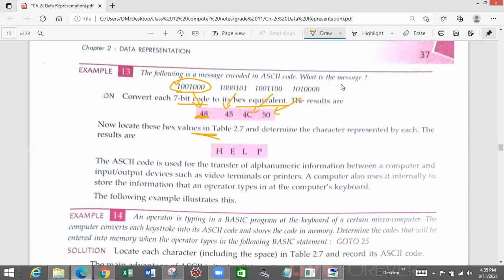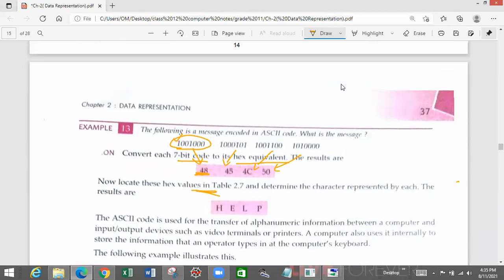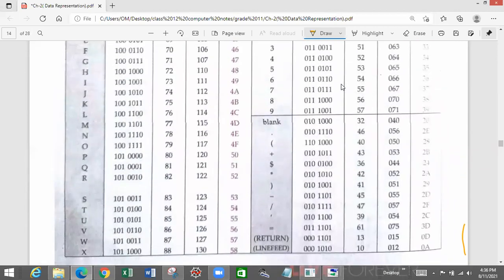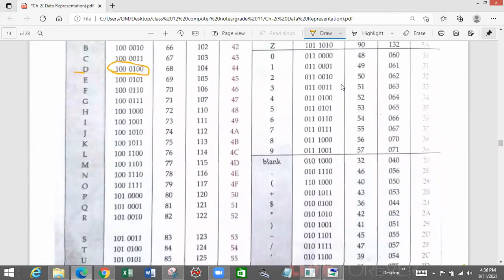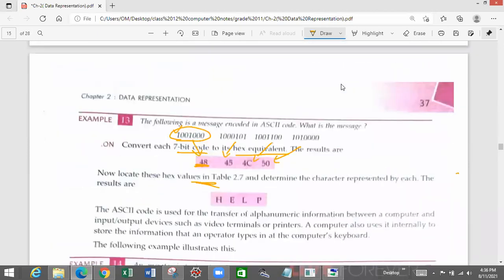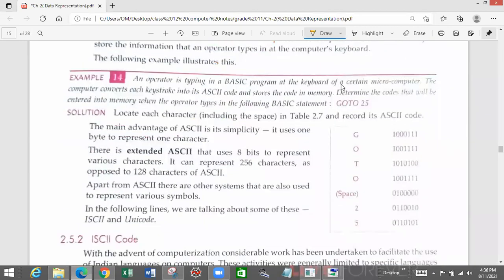For example, 48, where is it written? This is hexadecimal 48. It is for H. So the first symbol is H. That way you have to find values for all the symbols, and the corresponding message that we are getting is HELP. One more example is there.